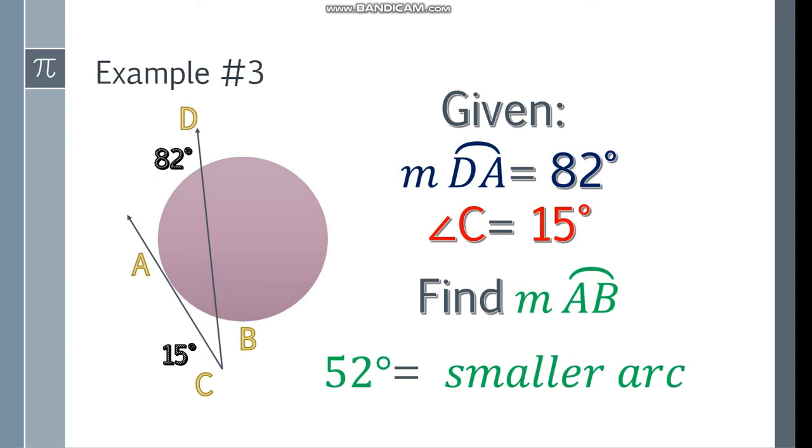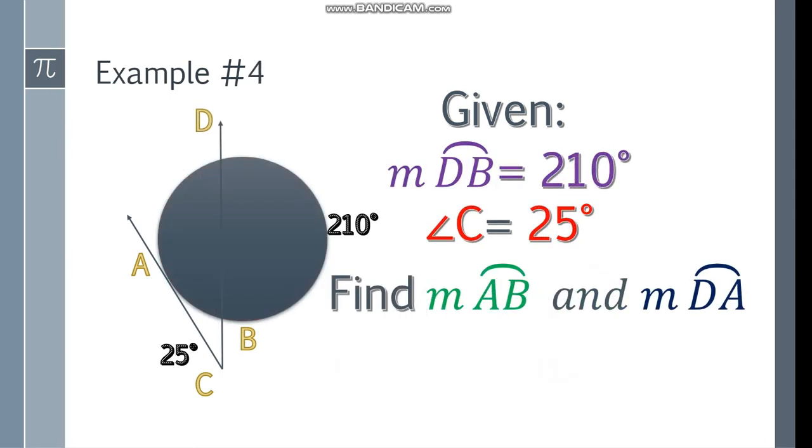Next one. So, last example tayo. Paano kapag ang binigay, hindi ang external angle lang, hindi binigay yung smaller arc, hindi rin binigay yung larger arc. Ang binigay lang ay yung nasa labas na hindi siya larger arc, hindi siya smaller arc. So, dito yung binigay. Paano yun?